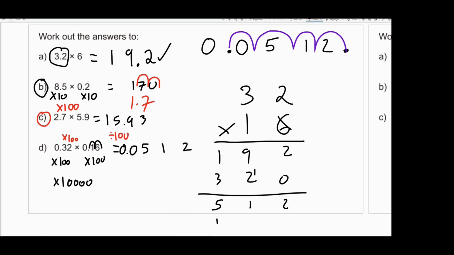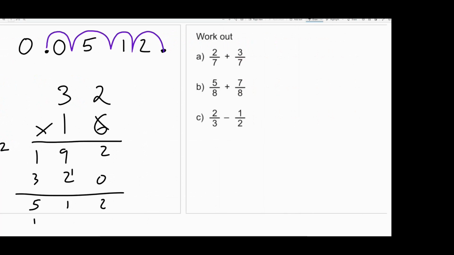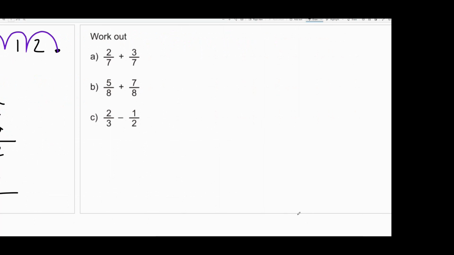It's always worth quite a few marks, times in decimals. Then you've got to do some adding fractions. So when we add fractions, we need to remember the bottoms have got to be the same, and then we just have to add or take away the top. So 2/7 plus 3/7 is just going to be 5/7, and we leave it like that. So what do you think 5/8 plus 7/8 is going to be?